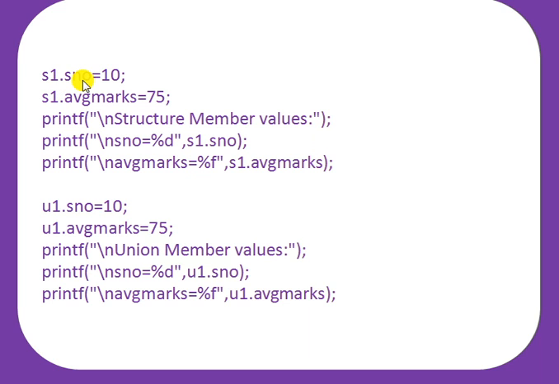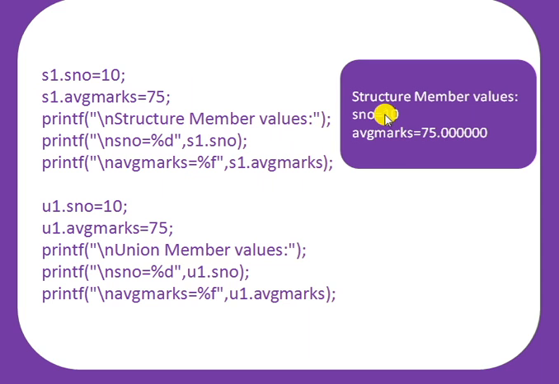So S1 dot SNO is equal to 10 means 10 is assigned to SNO of S1. So like that I am assigning 75 marks for the AVG marks of S1. If I try to print these statements, S1 dot SNO, S1 dot AVG marks, I will get the output as 10 and 75.00, because it is float, so you will get .00.